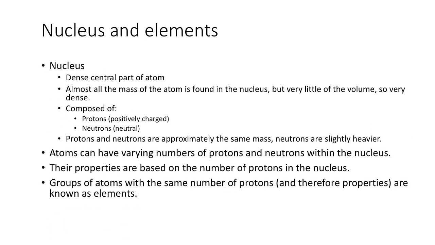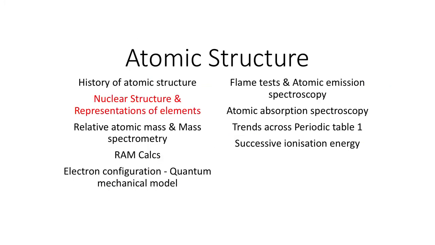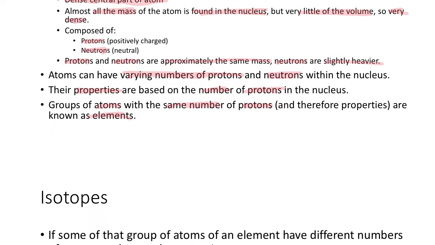The nucleus, what is it? It's the dense central part of the atom. We knew that from the last video. Almost all of the mass is found in the nucleus, but it has very little volume, so it is very dense. It's composed of protons and neutrons. We should know that from year 9. The protons and neutrons have approximately the same mass, but the neutrons are slightly heavier. You can have varying numbers of protons and neutrons within the nucleus, and the properties of the atom are based on the number of protons in the nucleus, not the number of neutrons. Groups of atoms with the same number of protons are known as elements. So all of the stuff that we should know from a long time ago.